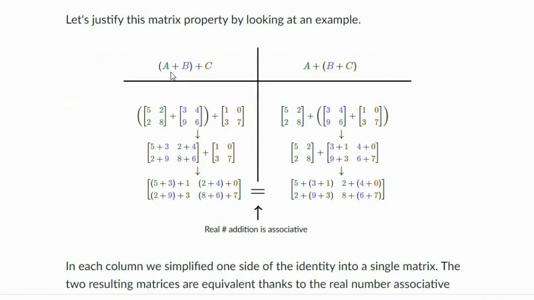Looking at matrices A, B, and C, we can add A and B together first. 5 plus 3, 2 plus 4, 2 plus 9, 8 plus 6, and then 1, 0, 3, 7. But we get 5 plus 3 plus 1, because we added this afterwards. Or we could have added these two together first and get 3 plus 1 and add 5 to it. See, 5 plus 3 plus 1 or 5 plus 3 plus 1. It doesn't matter if we have three matrices added together. Doesn't matter which ones you add together first.